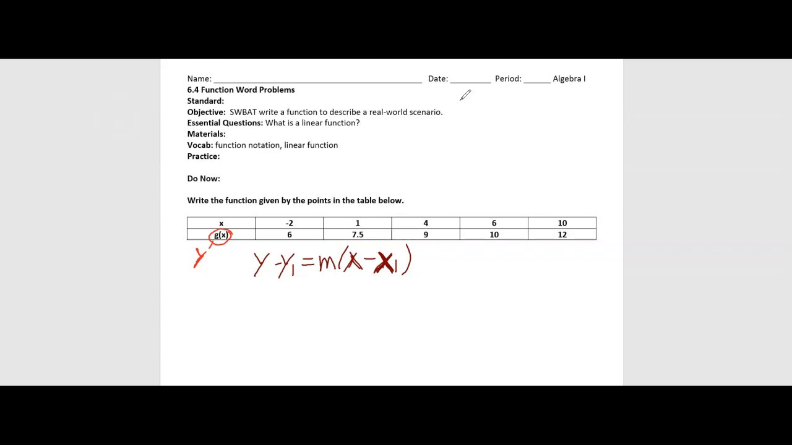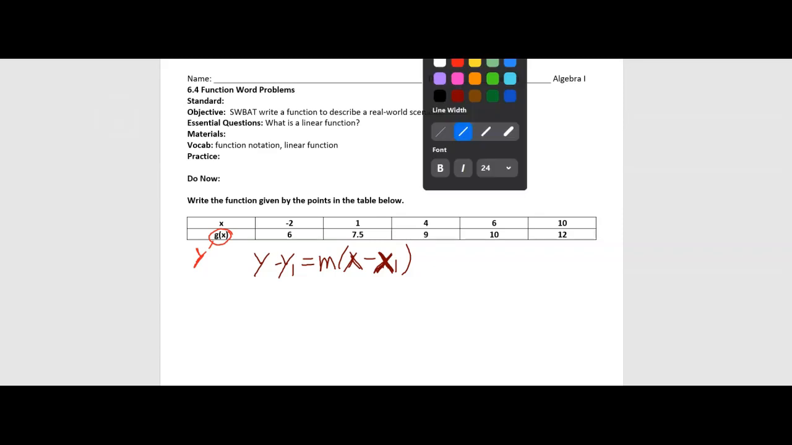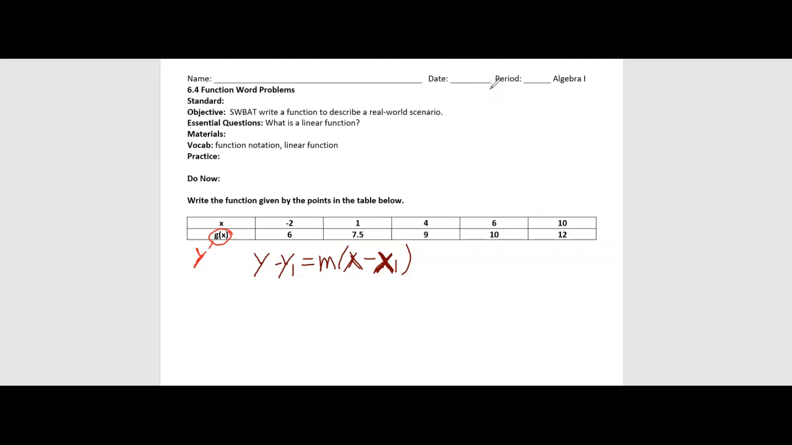You can choose any point you want for your x1, your y1. I'll choose the first one, negative 2, 6. So I have y minus 6 is equal to some slope times the quantity x minus negative 2.